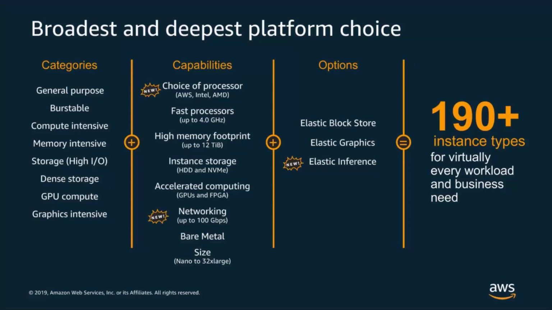And networking capabilities. We did launch at re:Invent in 2018 the ability for an instance type to have up to 100 gigabits per second networking bandwidth. We also now offer bare metal sizes. So this is what I was referring to earlier. If you do want a full physical server like you would have in your own data center, we now have that option, removing the hypervisor from your instance.